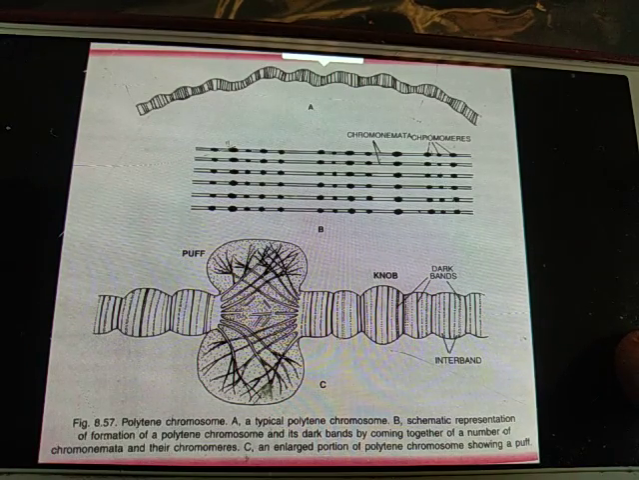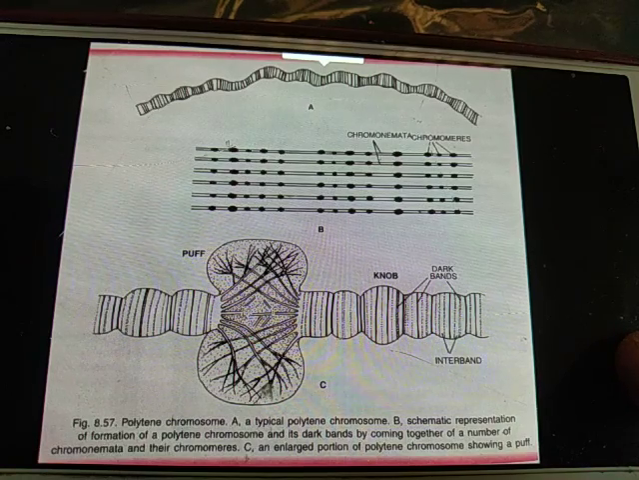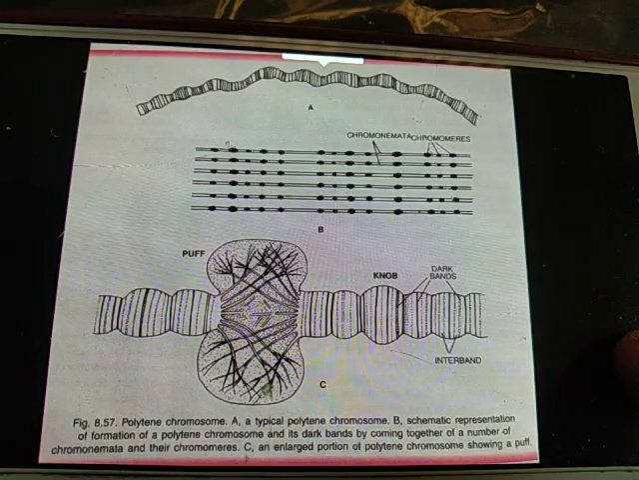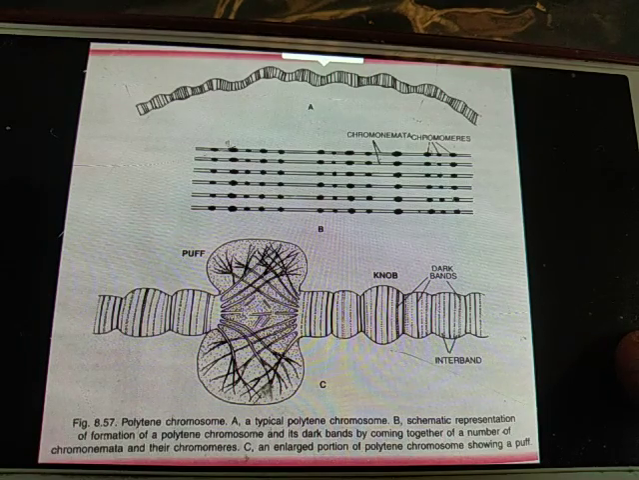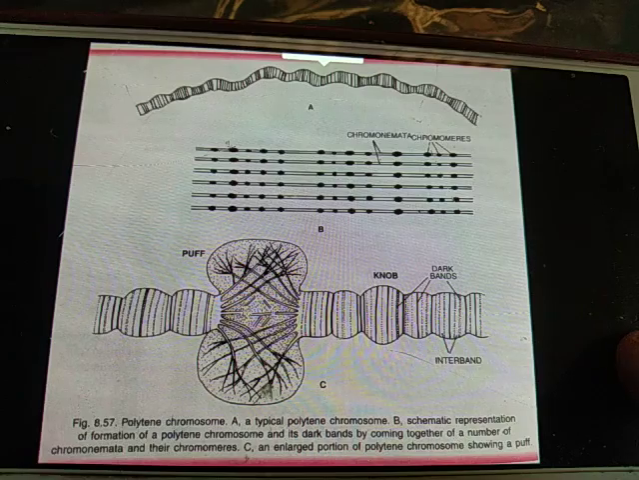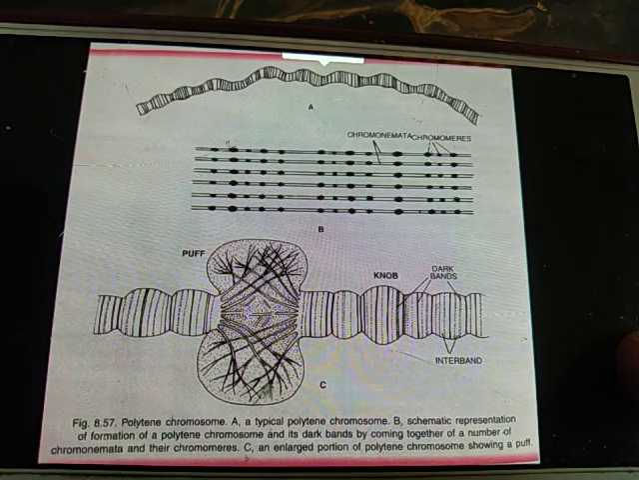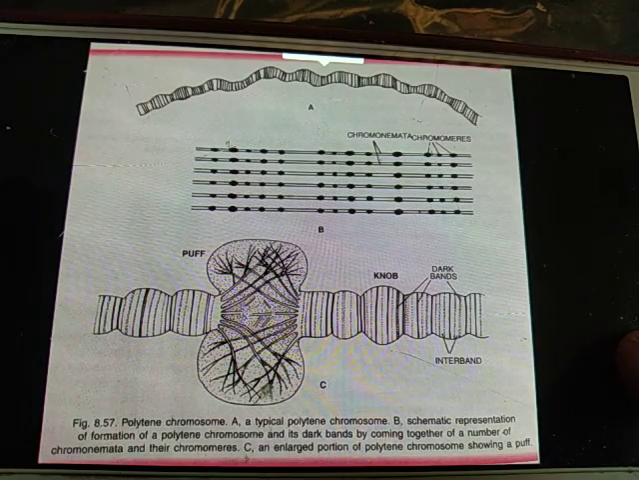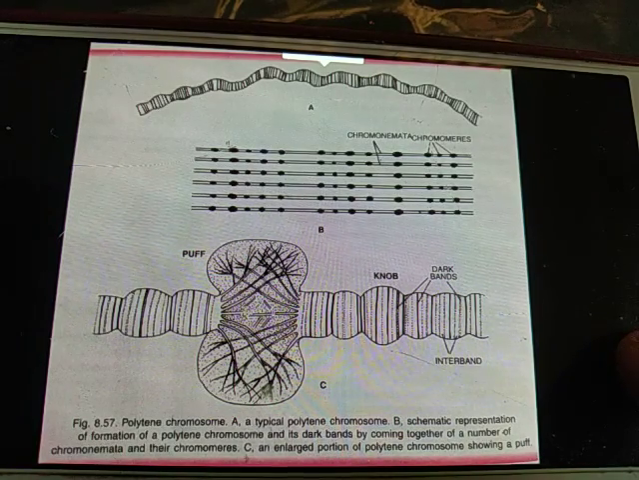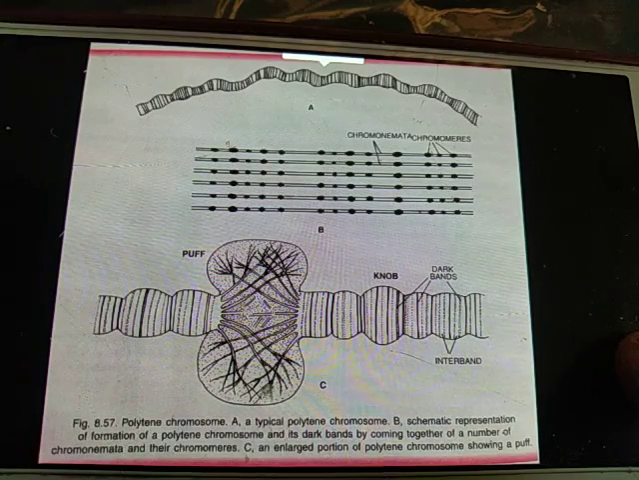Puffs are not permanent. At different physiological or developmental stages, different bands uncoil to produce puffs. Puffs are withdrawn after the completion of the stage. By correlating puffs with the different physiological or developmental processes, scientists have been able to locate genes on the polytene chromosome and prepare chromosome maps.